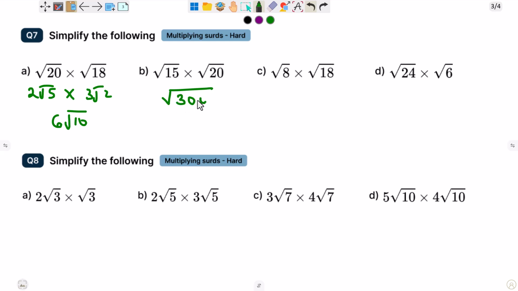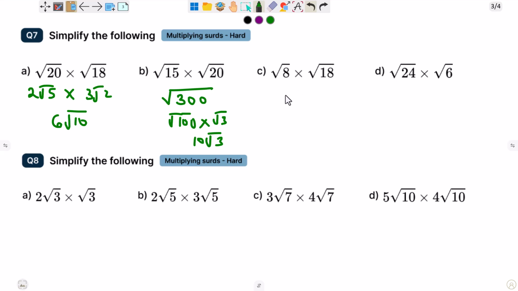300. Okay. And now you could do this as root 100 times root 3, and that will be 10 root 3. Okay. All right. So that's how you get to do it.